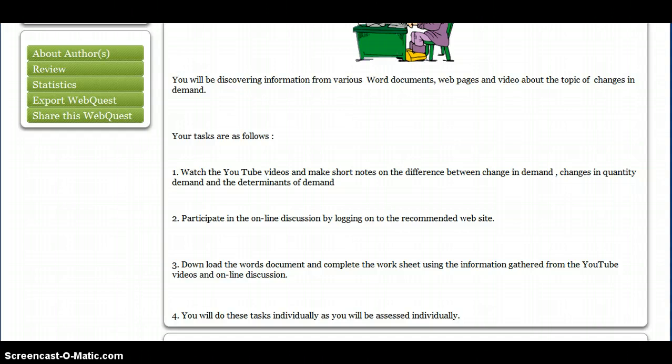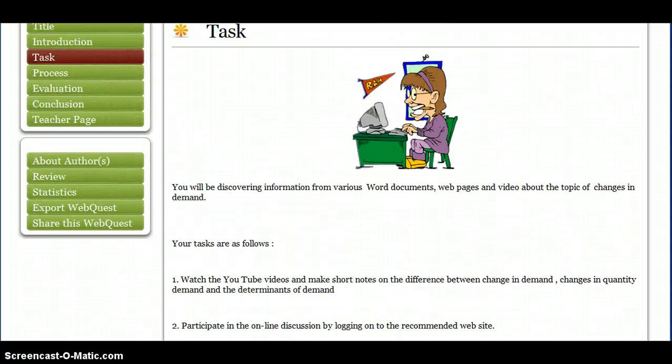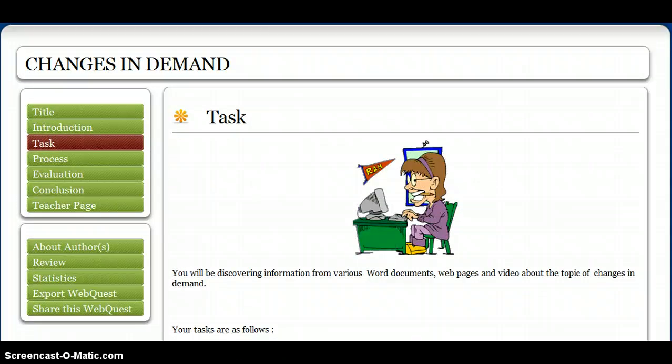You will participate in online discussion by logging onto the recommended website. You will download Word documents and complete worksheets using information gathered from the YouTube videos and online discussion. All this has to be performed individually, as you will be assessed individually. Now let's move on to the next page, which is the process page.